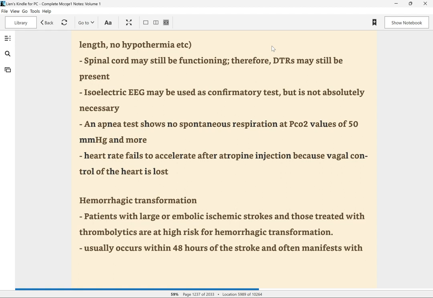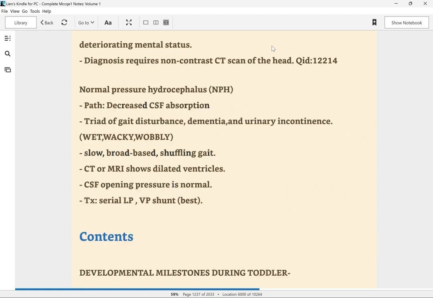Hemorrhagic transformation. Patients with large or embolic ischemic strokes and those treated with thrombolytics are at high risk for hemorrhagic transformation. Usually occurs within 48 hours of the stroke and often manifests with deteriorating mental status. Diagnosis requires non-contrast CT scan of the head.